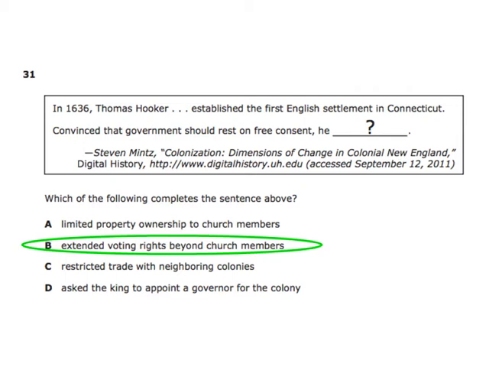Free consent. That you should be able to choose and freely participate in things. So he extended voting rights beyond church members. You should be able to participate regardless of your activity or lack of activity in the church. Again, another religious freedom point here.